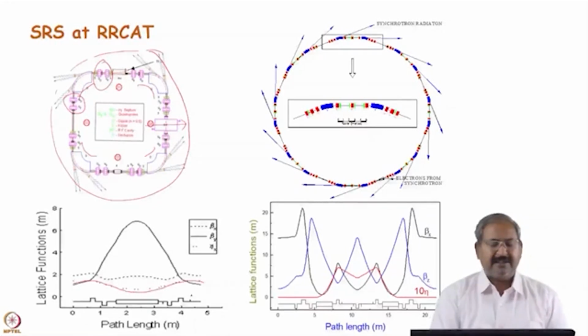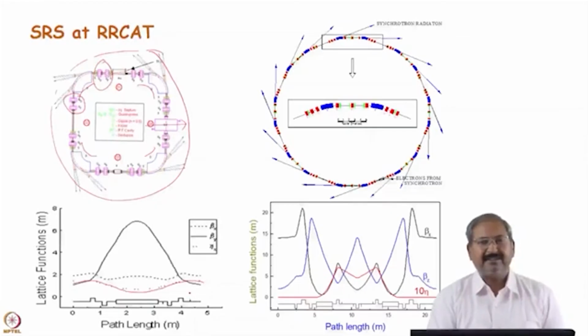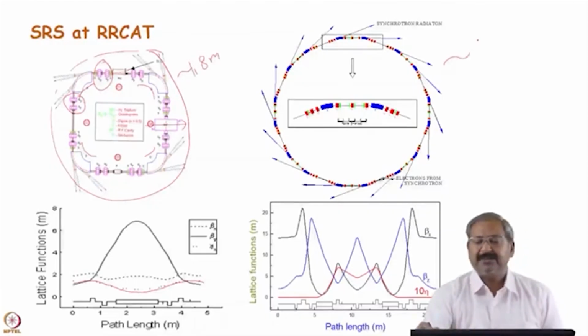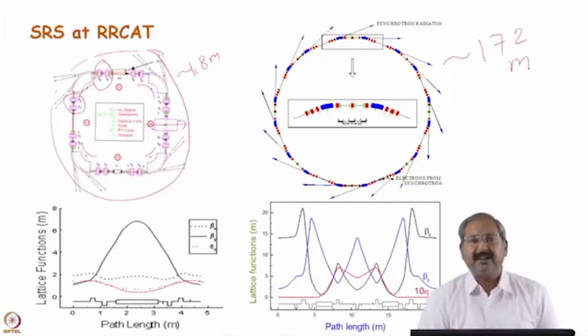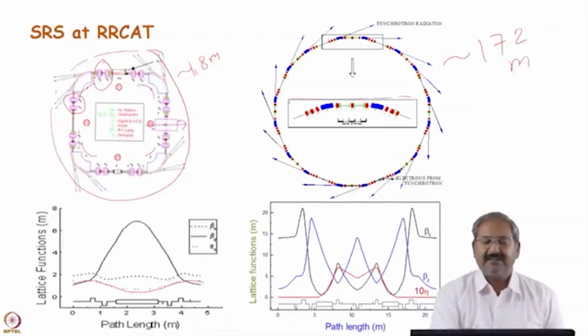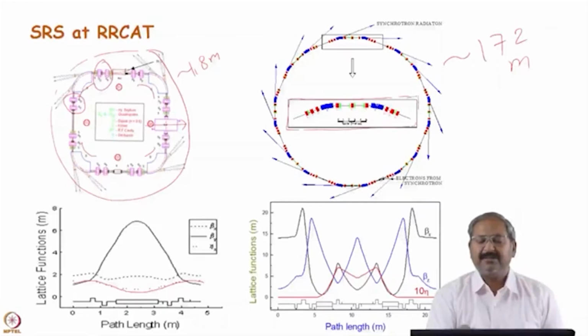And you can see that here nowhere is the dispersion free zone in Indus 1. However, this is a small machine, we can run with non-zero dispersion also. This is a bigger machine. The circumference of Indus 1 is only 18 meter, while the circumference of Indus 2 is roughly 172 meter. So you can say Indus 2 is 10 times bigger than Indus 1, and this is a unit cell or superperiod of Indus 2.